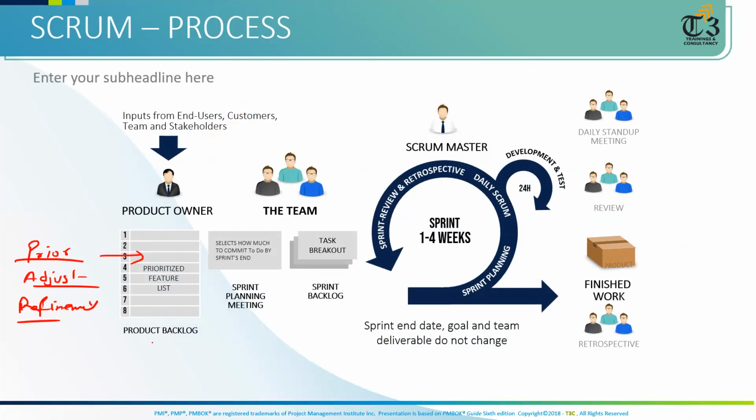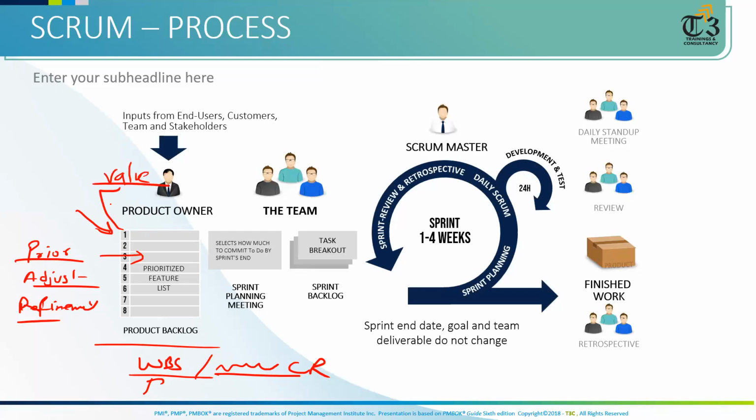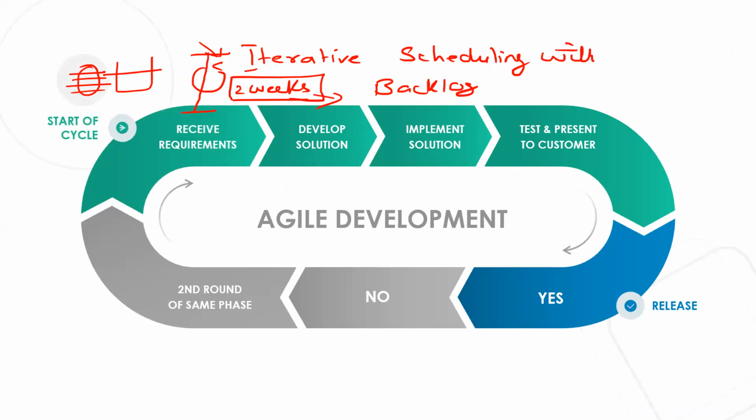So this product backlog, like our WBS, which is our scope baseline, remains updated, right? We keep changing it with the help of change requests. Yes or no? Yes. So here this product backlog will also keep updating, because we'll keep working until the required value is achieved. Make sense? Yeah. Thank you, sir. No problem.